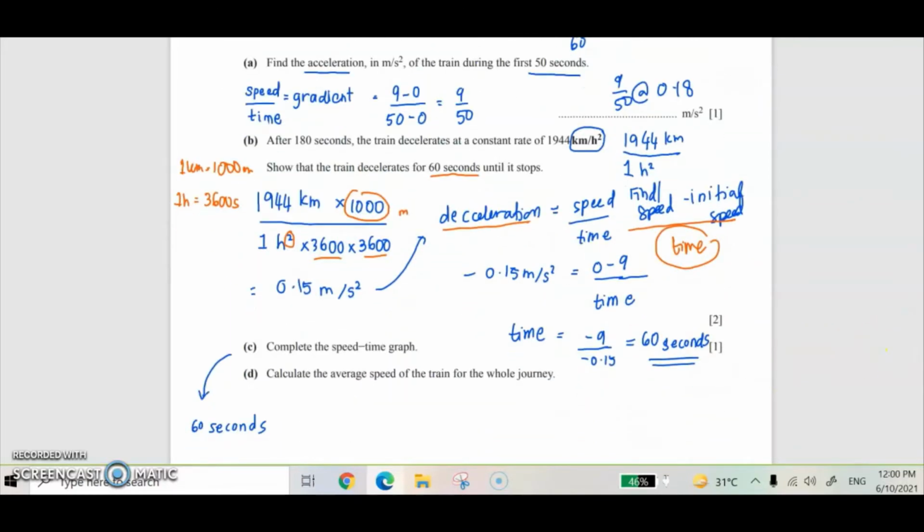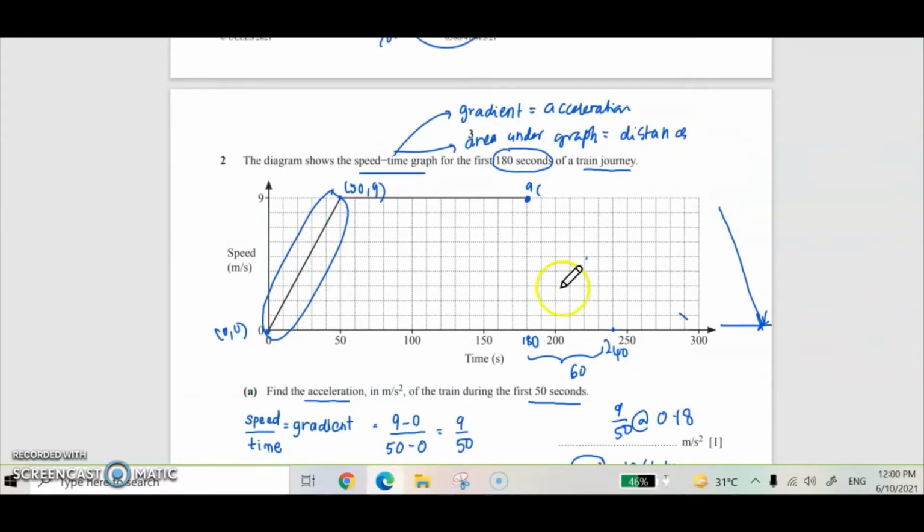Okay, next is complete the speed time graph. So we know that 60 seconds dia ambil masa untuk until stop tu. Kat sini 60 seconds, so 180 plus 60 seconds is 240, and then you draw the line that decelerates until it touches the 240 second. Okay, so draw it properly. Okay, this is the answer. Okay, ini maknanya daripada 9 dia punya speed until stop 0.